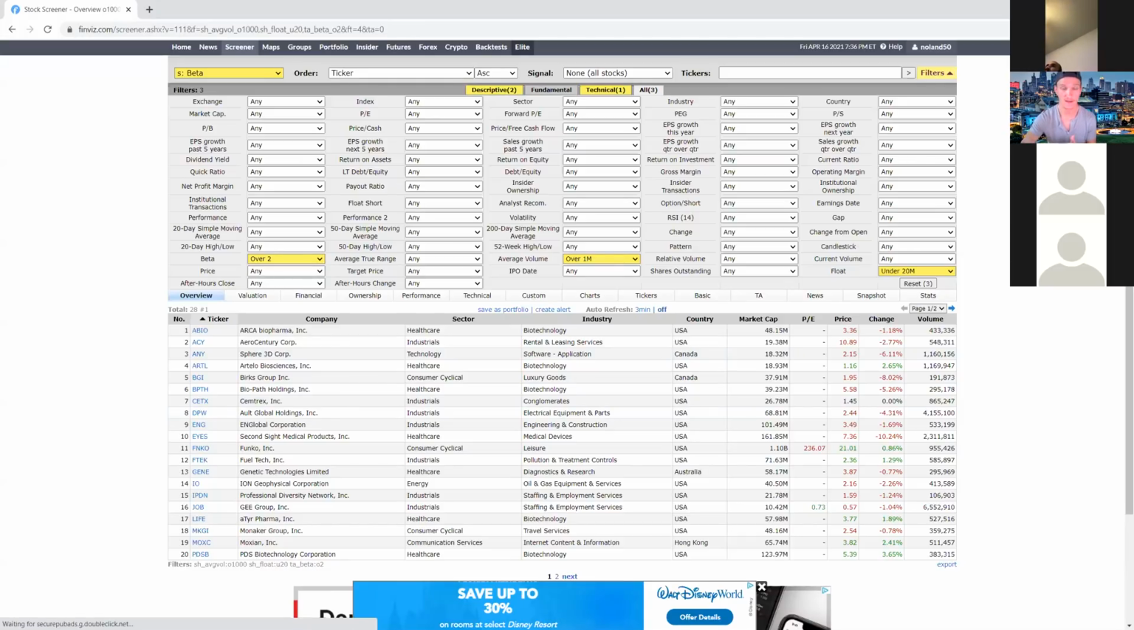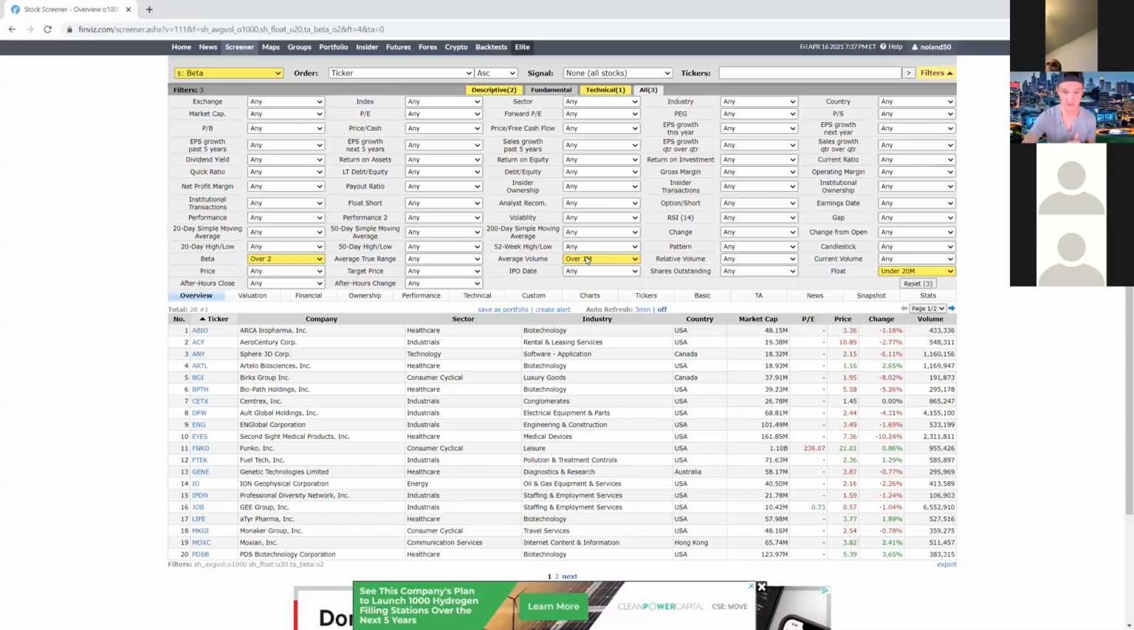I also want a stock that has nice volume to it, relatively speaking, and I want a stock under 20 million float, okay? And what I'm looking for is a stock that's pretty small in terms of shares available to trade, but has good volume, has higher beta, which means that it moves quickly, okay? And at that time, let me stop sharing my screen, get back to my chart here.